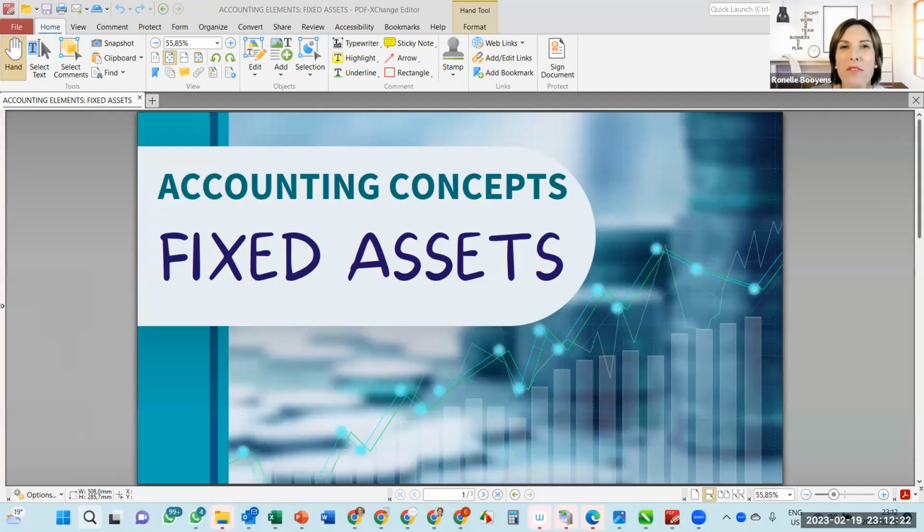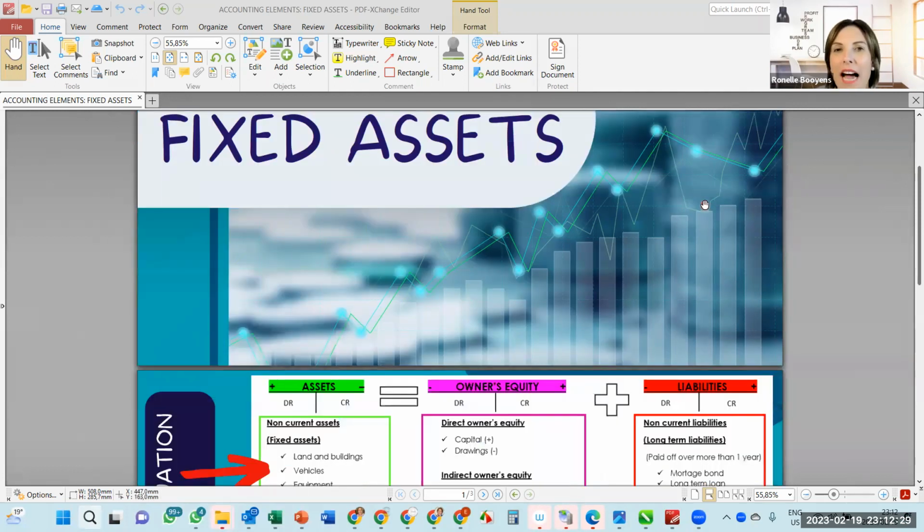Hi everyone. In these videos, we look at concepts that are vital for your success in accounting. First off, we look today at fixed assets within our business.